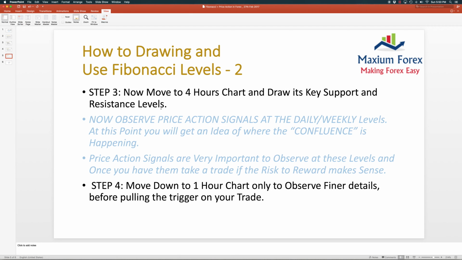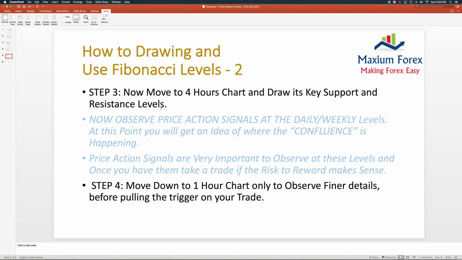Okay, if you are using 4-hour, your direction will be directed by the daily guy, the daily chart. The direction of the daily chart is down. You have to look for confluence at the daily level and weekly level, or only daily level, and see where the price is going to go to. And you don't want to beat the daily guy if you're working on a 4-hour chart. The price action signals are very important to observe at these levels. And once you have them, take a trade if the risk and reward make sense.